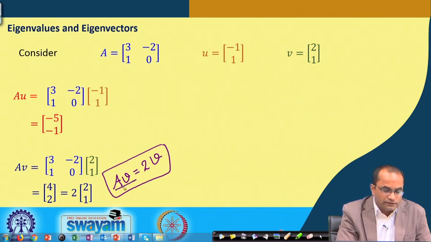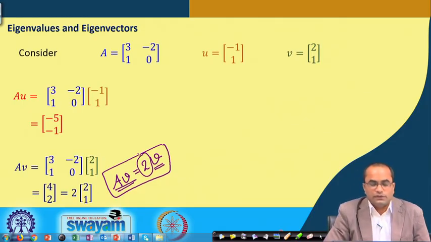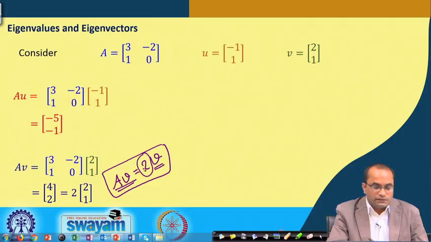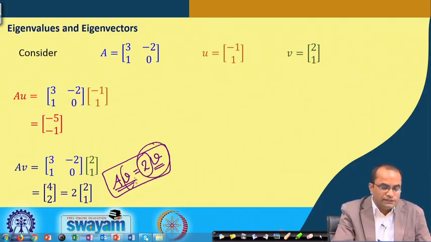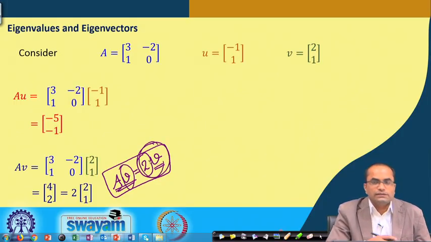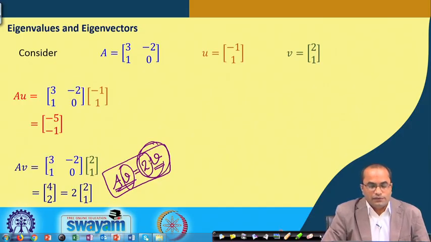So, this product is still giving us v, but just one number has come in front of this v. The length of the vector v after multiplication has increased, it has doubled. That is exactly the point which will take us to the introduction to eigenvalues and eigenvectors.